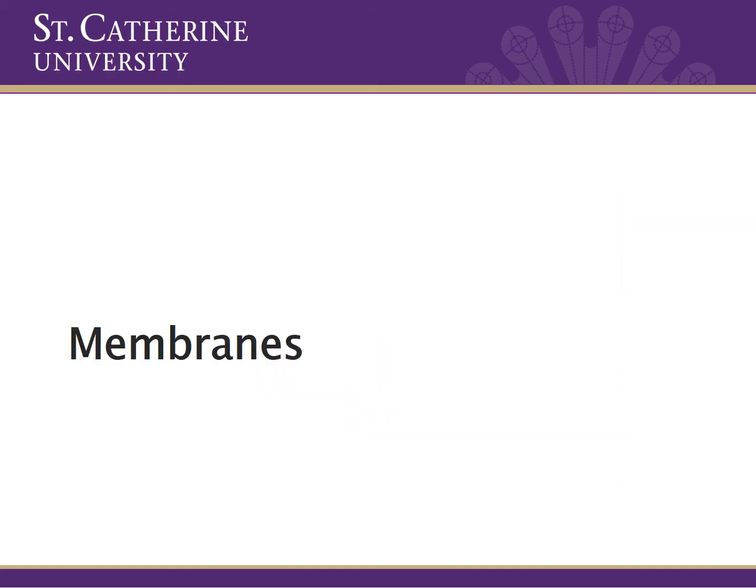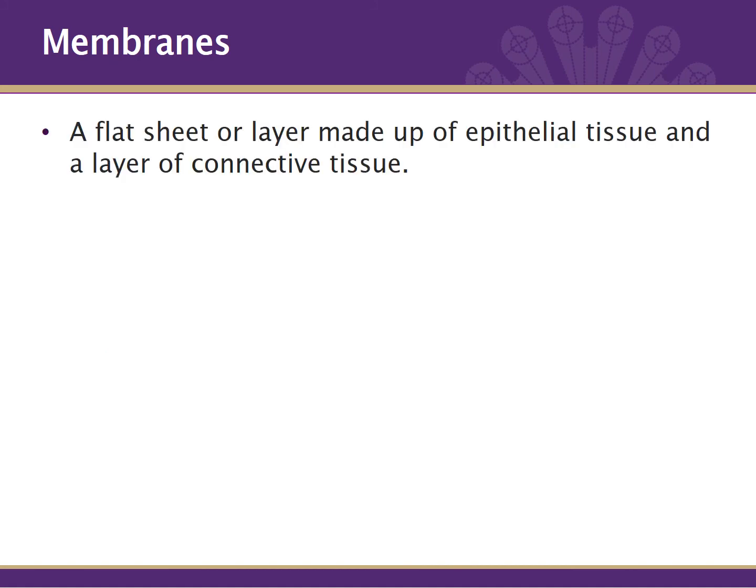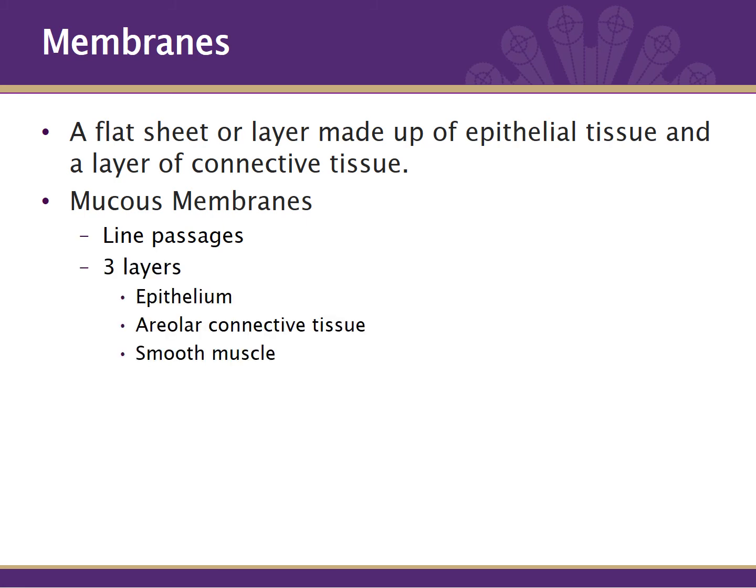Membranes. A membrane is a flat sheet or layer made up of epithelial tissue on the surface and a layer of connective tissue underneath. There are a few different types of membranes. The first type is mucous membrane. Mucous membrane has passages that open to the exterior of the body. For example, the digestive, respiratory, reproductive, and urinary tracts.